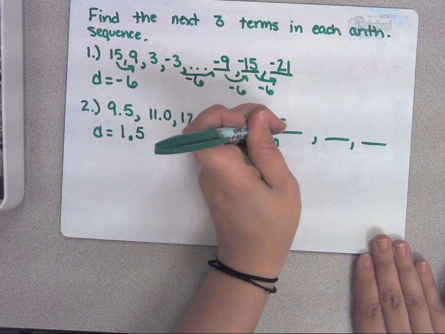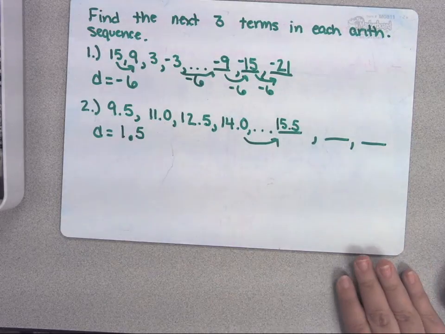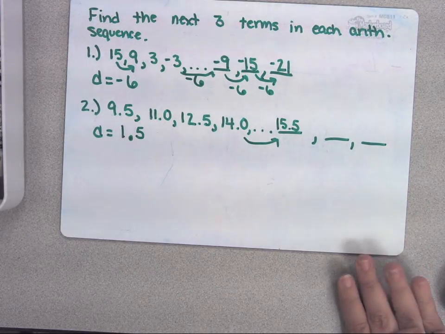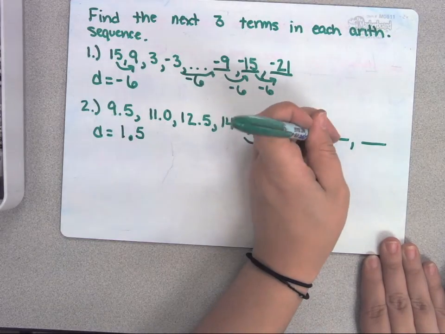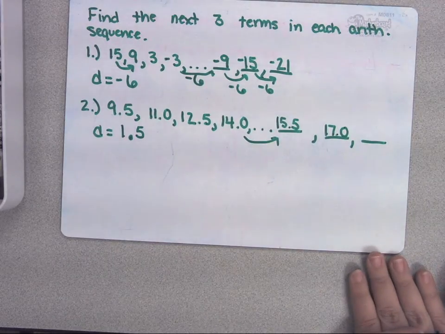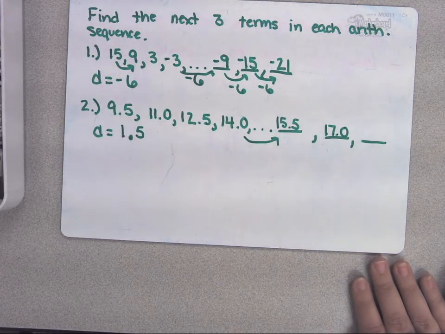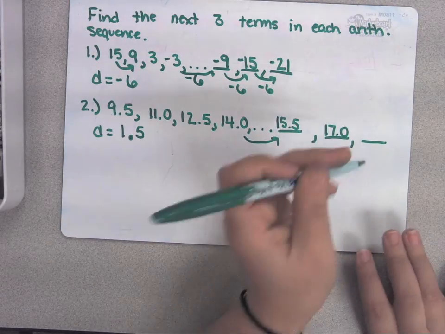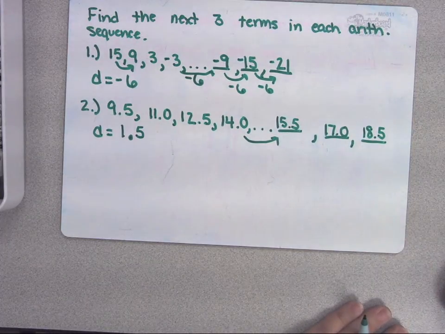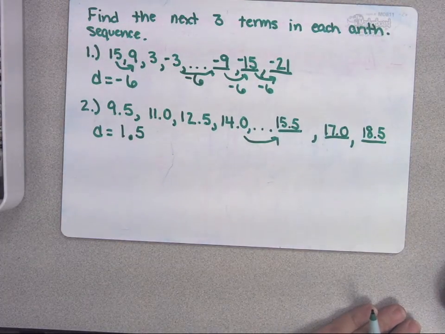So I'm going to write 15.5. Now we're going to add 1.5 again. Ethan, what do I get? Oh, not just 17. 17.0. I'm going to keep it even. And the last answer there, Josiah? 18.5. Did we get the same answers?